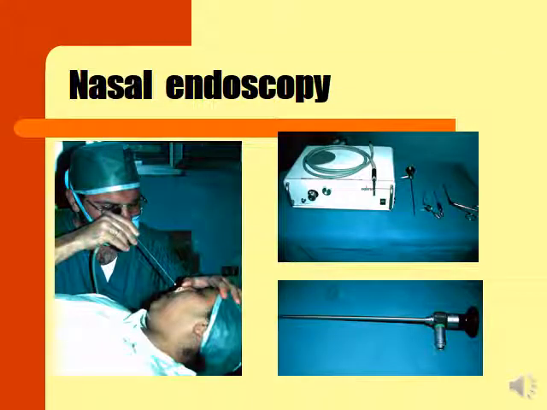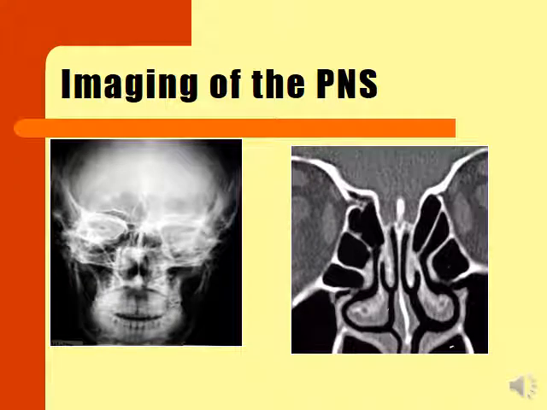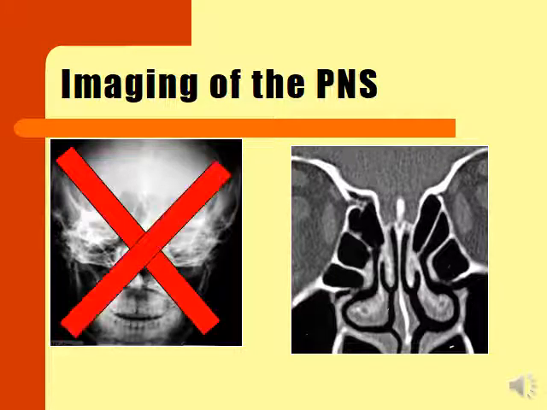Now we have the era of nasal endoscopy, where you have the endoscope. This is the endoscope to be put inside the nose to see inside. As regards imaging, on the left side you have the plain X-ray, on the right you have the CT scan of the paranasal sinuses. In the year 2020, the plain X-ray has nearly no role in the diagnosis of sinonasal disorders. See the accuracy of the CT scan in the diagnosis.